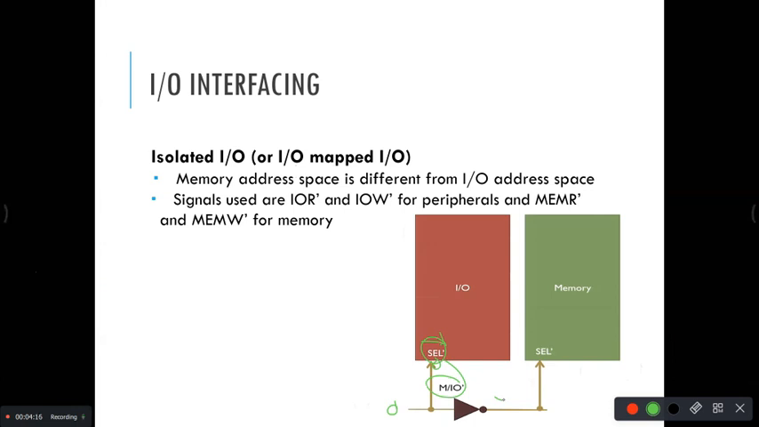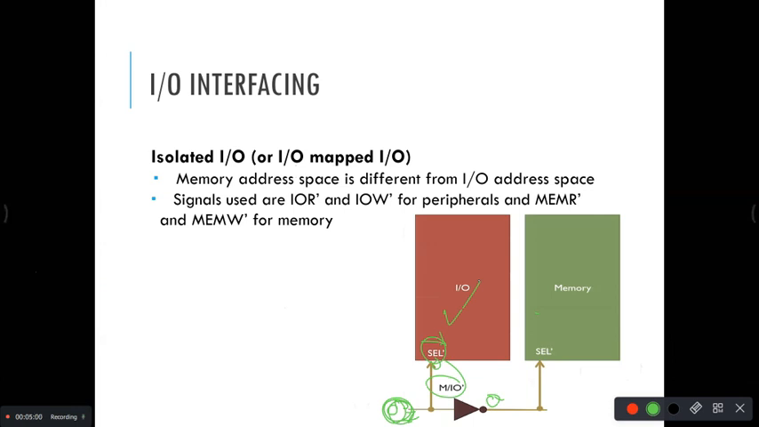This memory/I/O bar will select either memory or the I/O device. Whenever the signal on this is 1, what is supposed to be selected? Memory, right? And you have a NOT gate here, so 1 becomes 0 here. That means memory is selected. Now whenever the signal is 0, memory will not be selected. Instead, I/O is selected. Have you understood now?